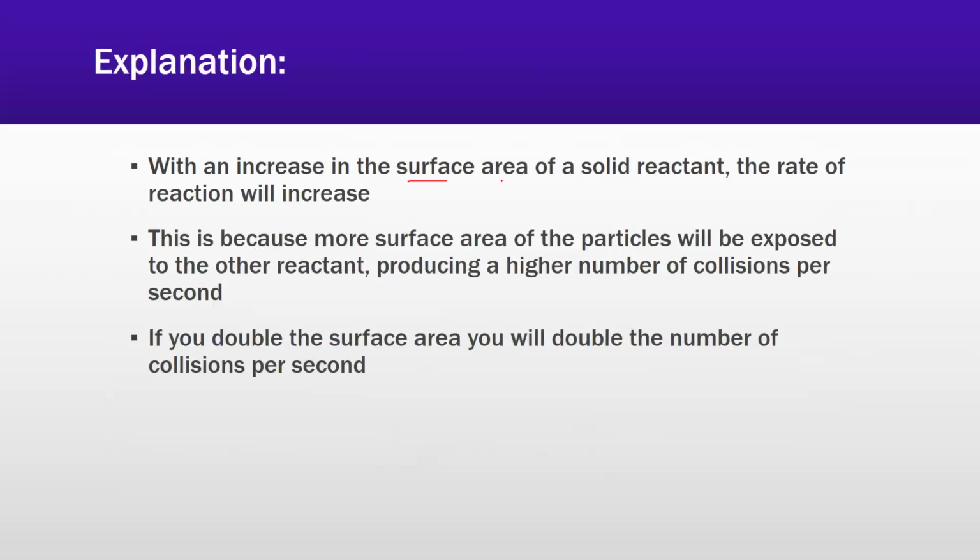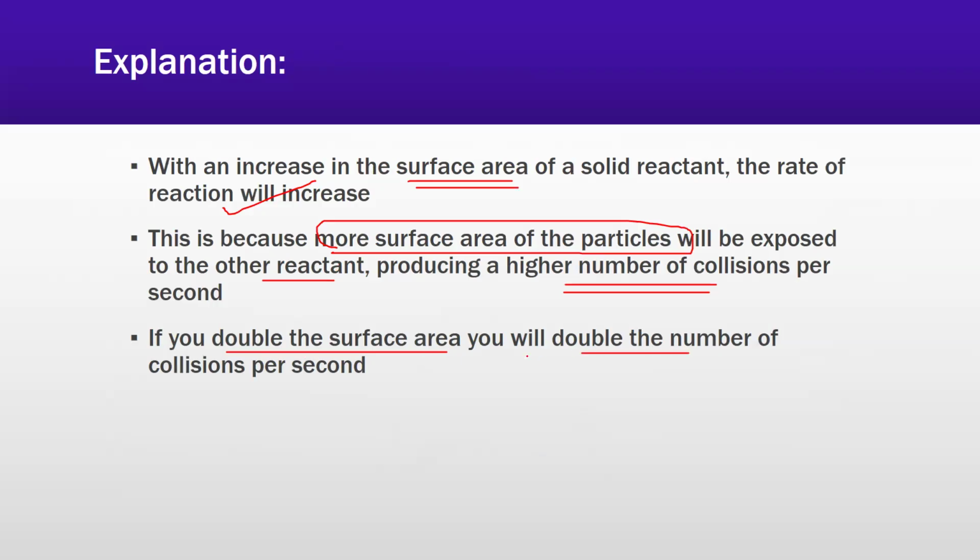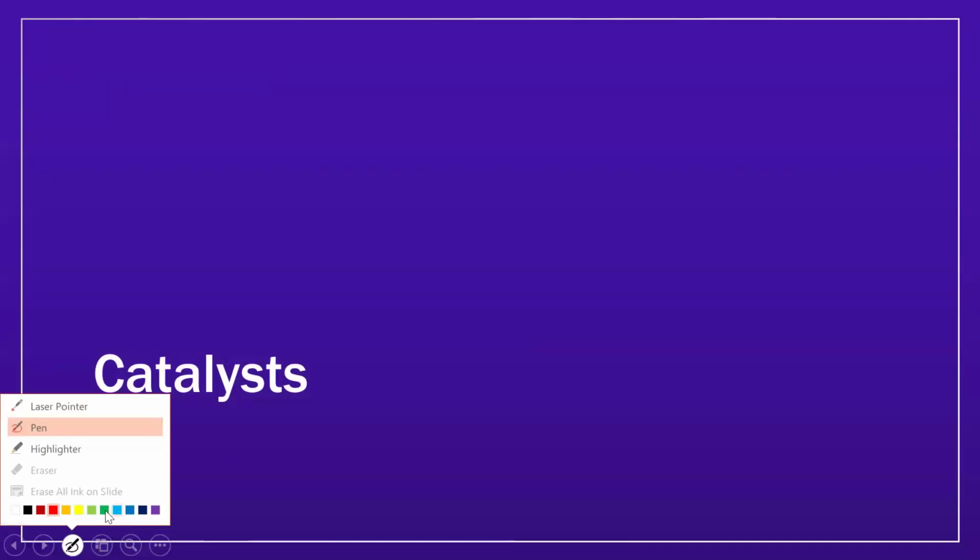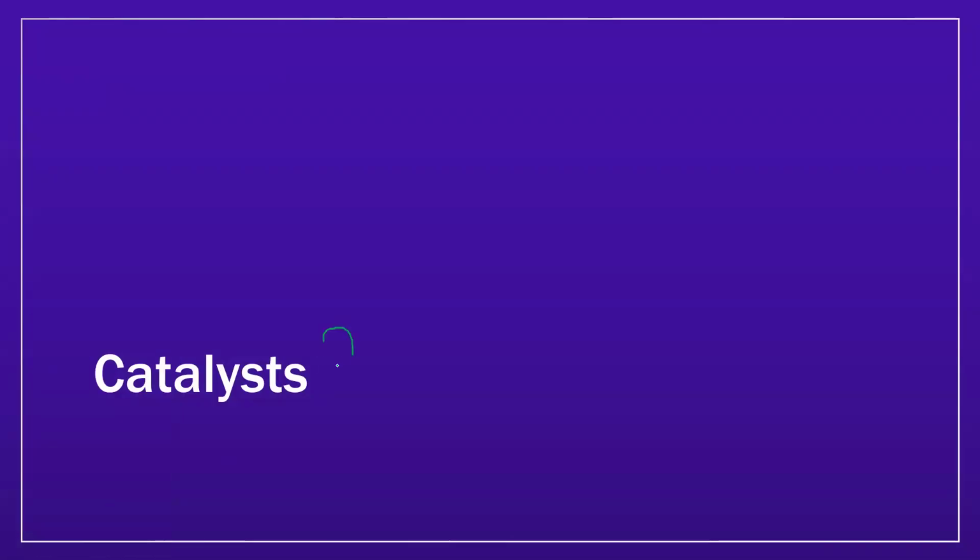And with an increase in the surface area of a solid reactant, the rate of reaction will increase. This is because more surface area of particles will be exposed to the other reactant, producing a higher number of collisions per second. And if you double the surface area, you will double the number of collisions per second as well. Now the question arises, how do these catalysts work?